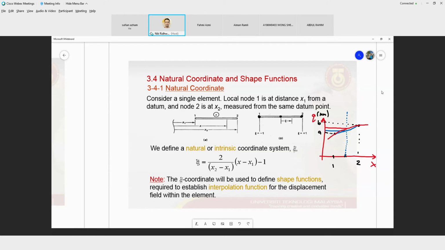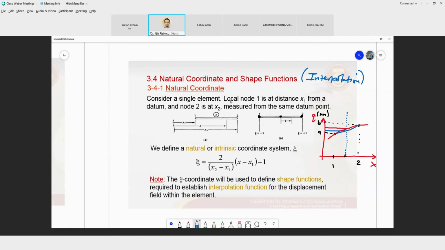Alright, now let's look at this natural coordinate and shape function, which this topic will actually relate to the yang kita discuss tadi, to interpolation. Alright, interpolation. So the natural coordinate, saya baca dulu dan saya explain. Consider a single element. So daripada elemen yang kita ada banyak tadi tu, saya ambil je satu elemen, any elements.